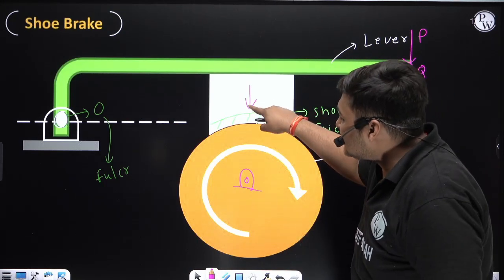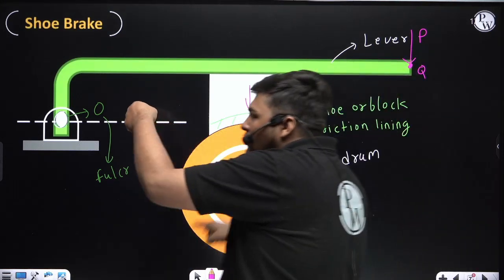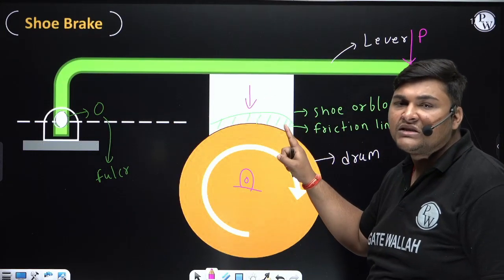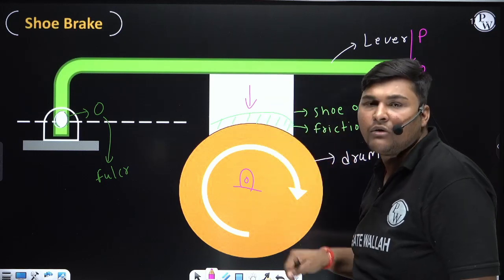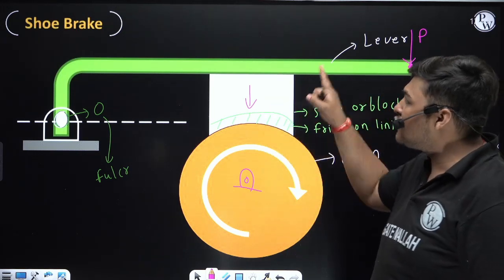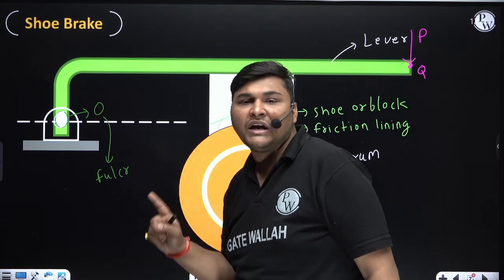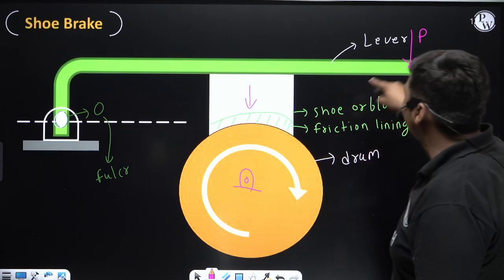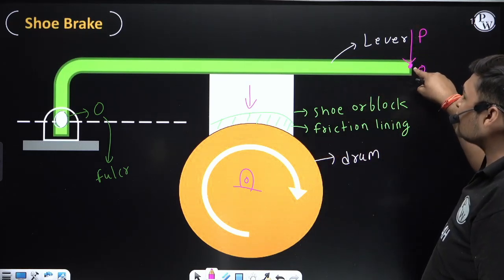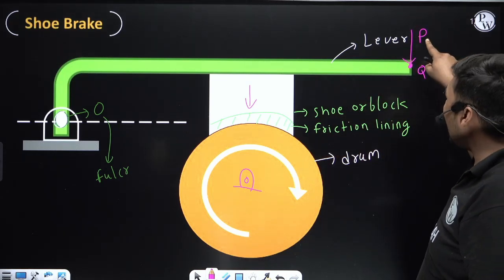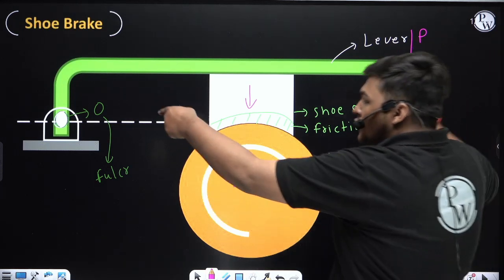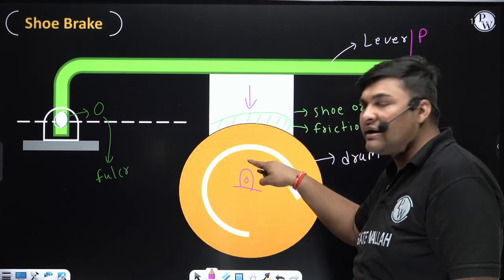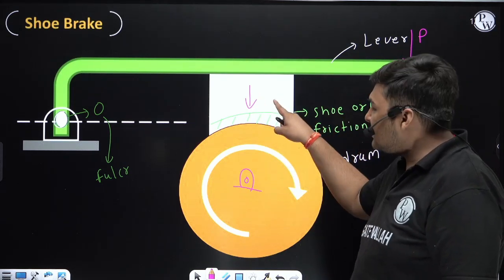Because if you focus in this direction, the movement about O is clockwise, which means the motion in the shoe should be such that it tries to push the drum in the downward direction. For that we need to rotate this lever about O in the clockwise direction, and to do that we need to apply a braking effort P at this location in the downward direction, because the moment of this downward force about O is clockwise, and this moment will try to push this shoe downward, and it will create pressure between the shoe and drum.